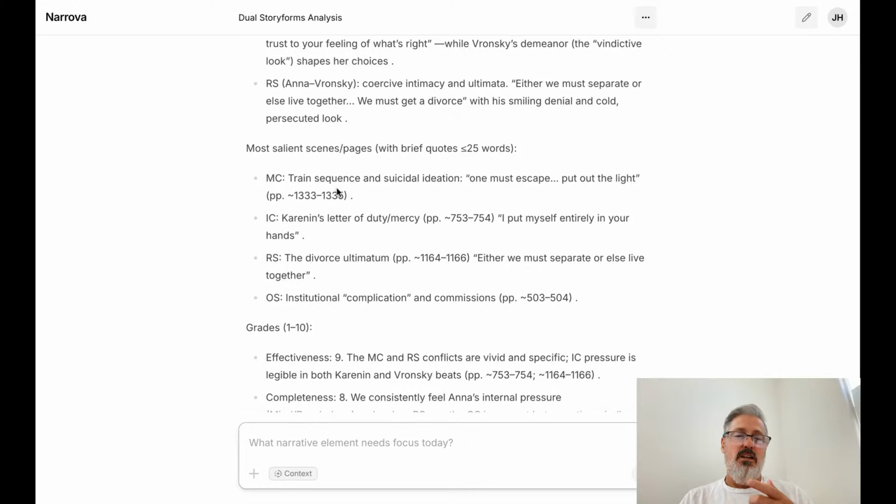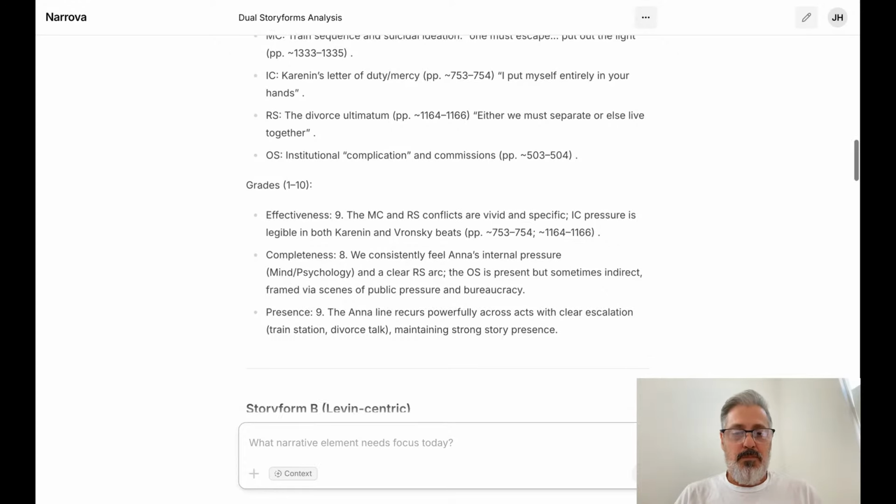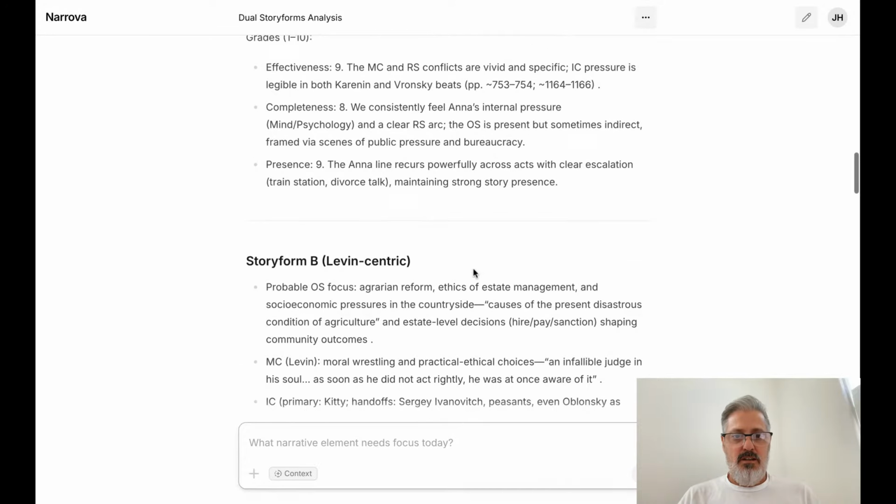Most salient scenes and pages: it's pulling out and identifying where you have the strongest areas of the throughlines in the actual document. It's pulling out grades, 1 to 10, how it's effective, and where you can find that. It makes a suggestion for story form here. I hadn't gone that far. And then presence. I'm not really sure what presence means. I just like to ask that.